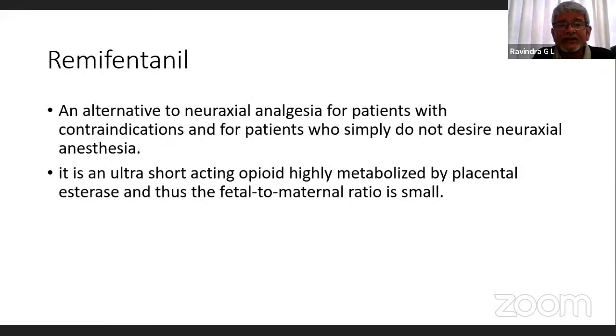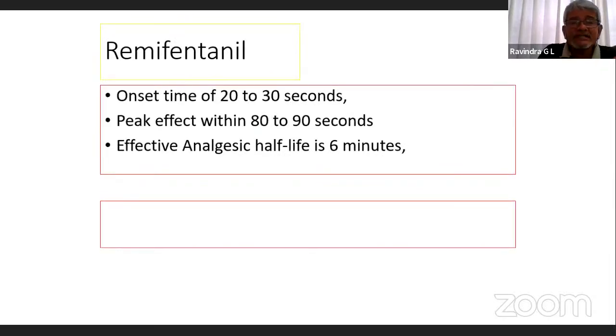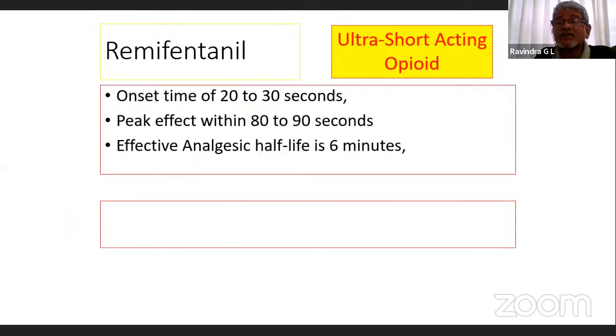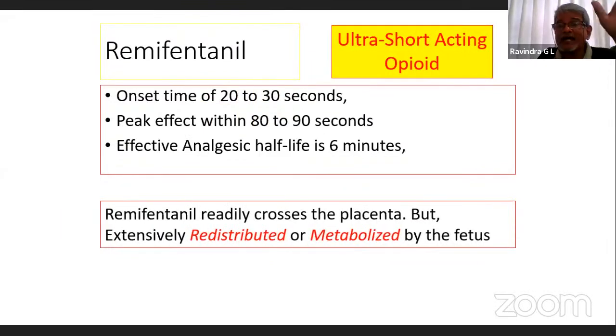It's an ultra-short-acting opioid, highly metabolized by placental esterase. Fetal maternal ratio is small. Onset time is just 20 to 30 seconds. So whenever the pain is there, it can be administered. That means in PCA, when the patient has the pain, she can press the button and get analgesia. Peak effect is within 80 to 90 seconds, and effective analgesia half-life is 6 minutes. So it is an ultra-short-acting opioid. It can be used as an infusion.